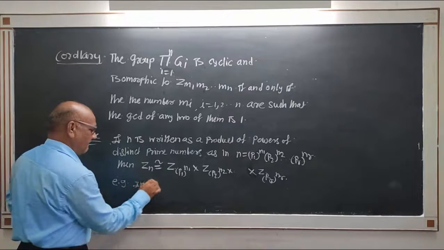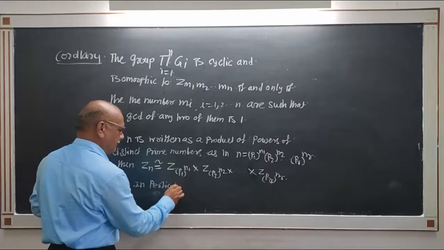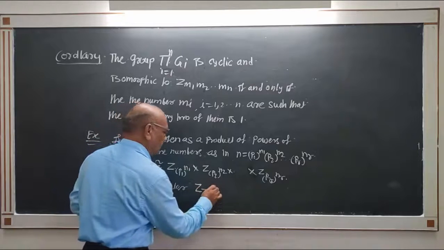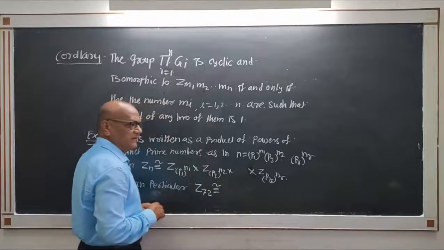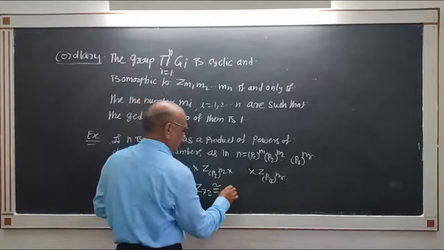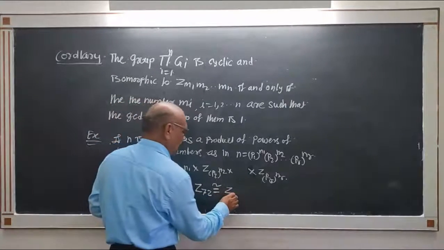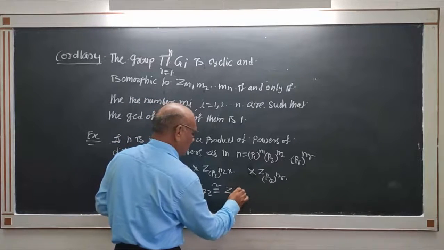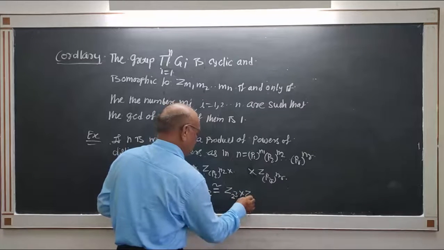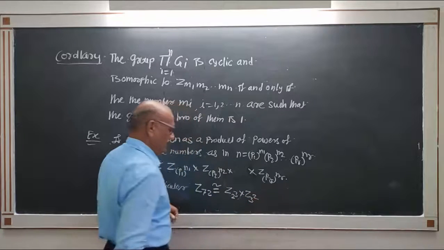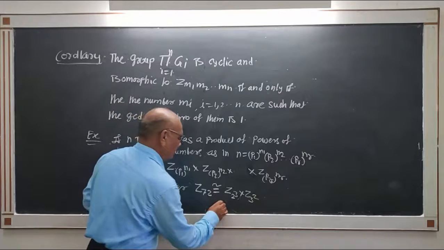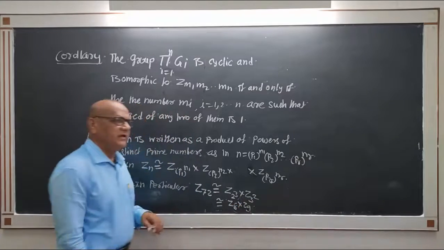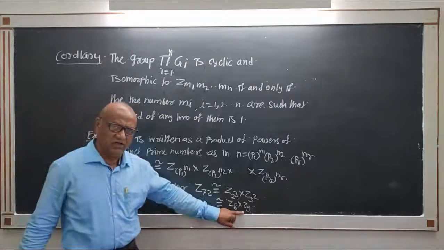For example, in particular, Z72 is isomorphic to Z of 2 cube cross Z of 3 square. That means it is isomorphic to Z8 cross Z9. It is isomorphic to Z8 cross Z9.